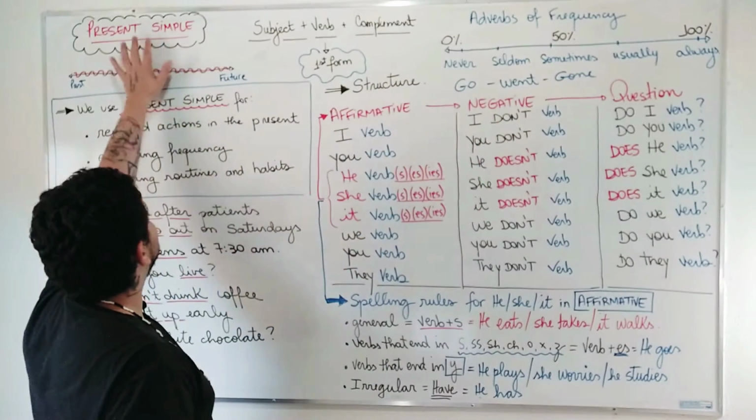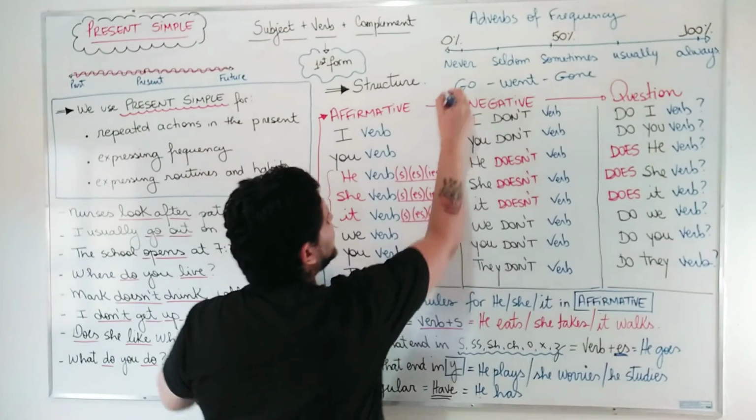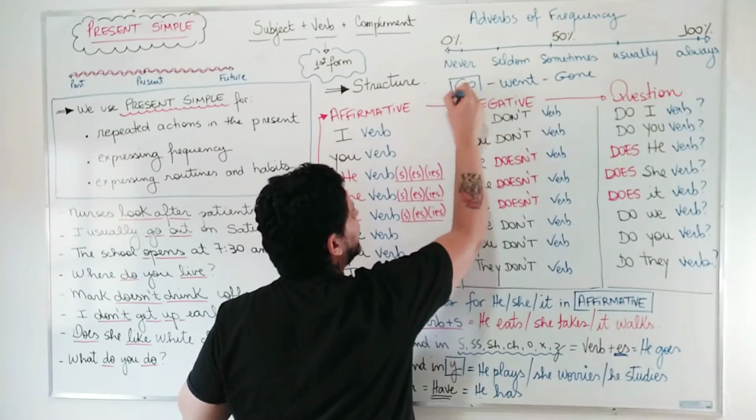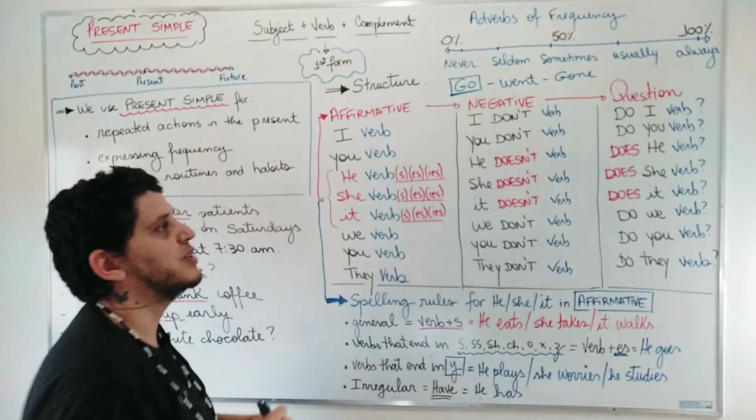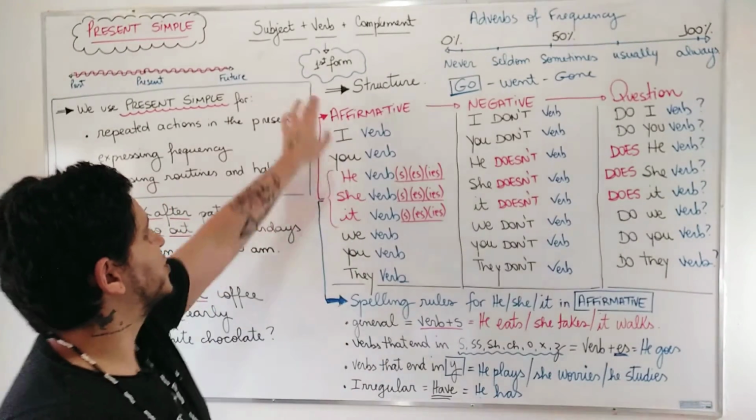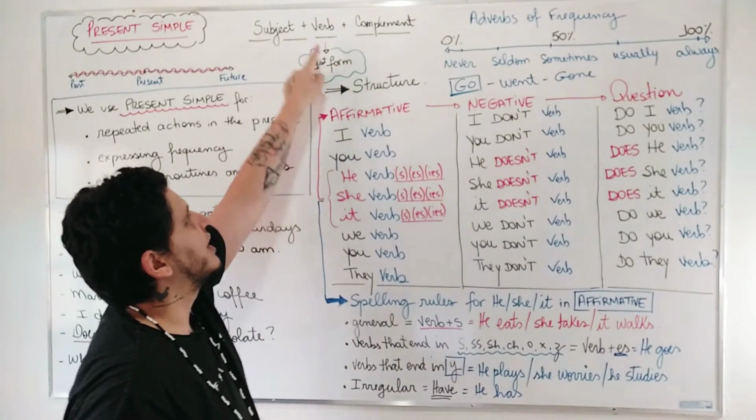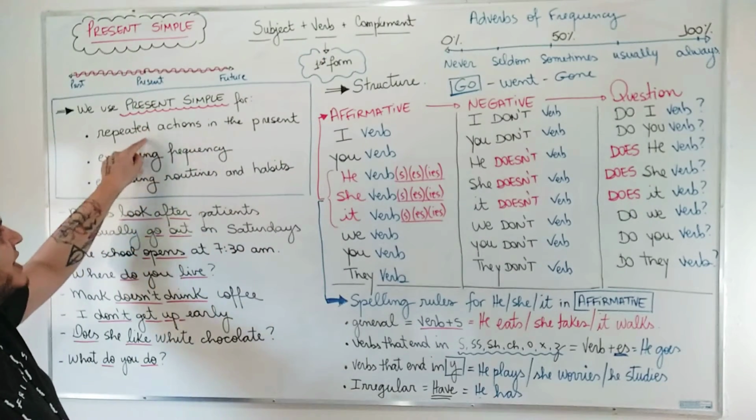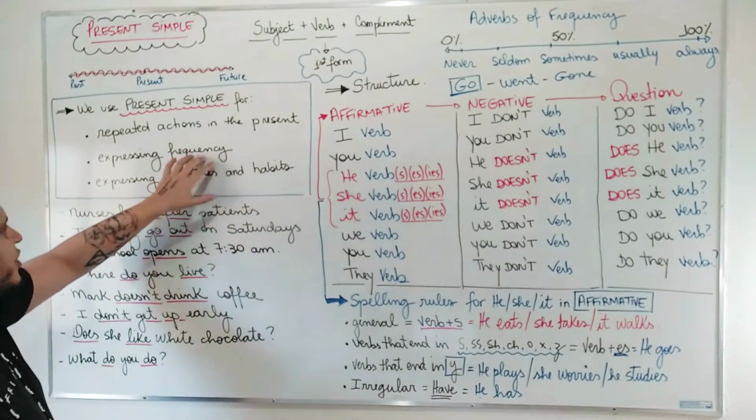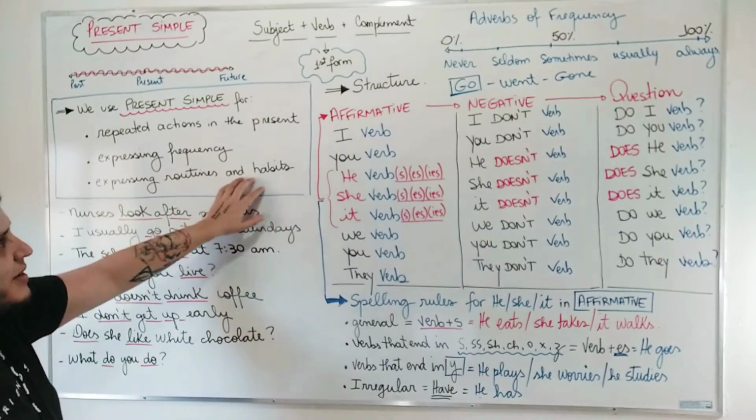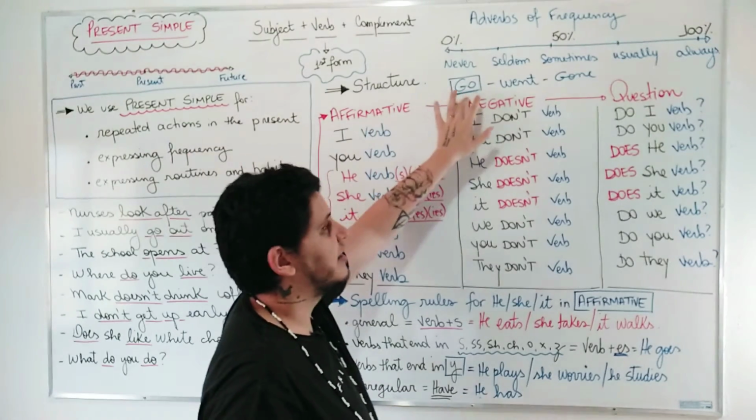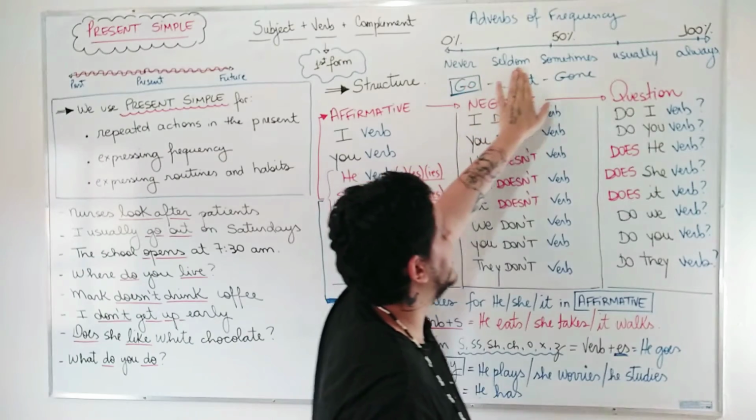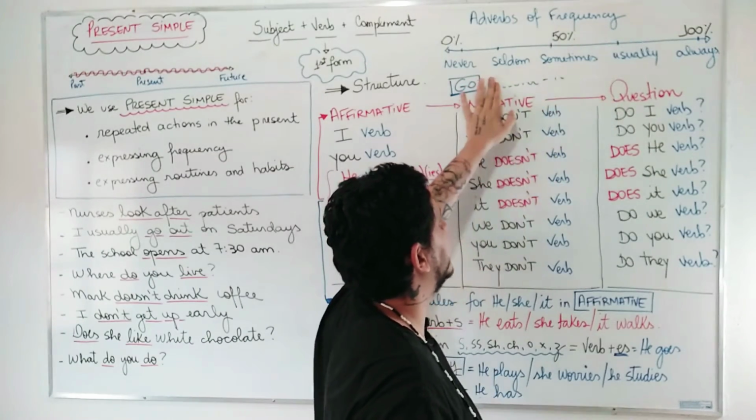When we are talking about the present simple, we are using the first form. This is the form that we are interested in. Okay? That's why I wrote here first form. This verb in the present simple to express repeated actions in the present, frequency, and routines and habits is always in the first form. So forget the second and the third form. Forget about them now.